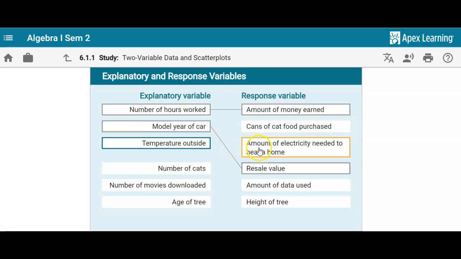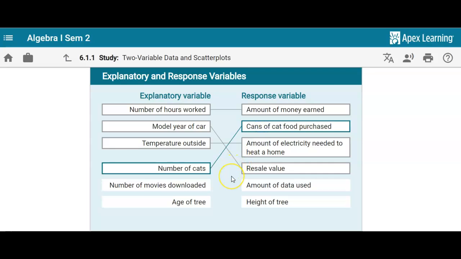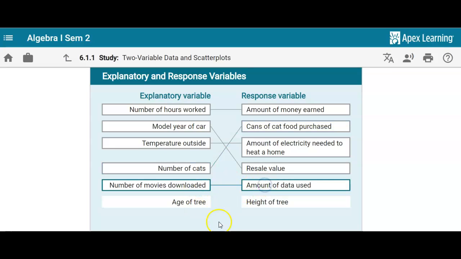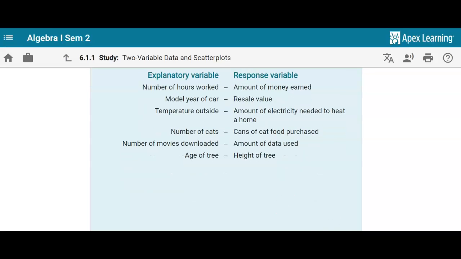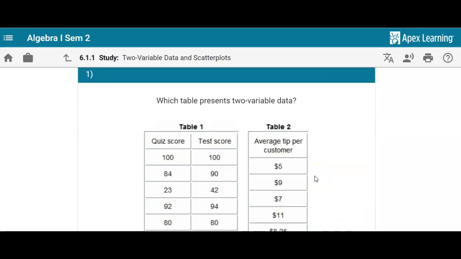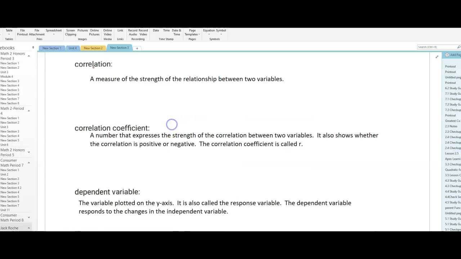Temperature outside goes with the amount of electricity needed to heat the home. Number of cats, right, tells me how many cans of food you must purchase, right? So again, all these response variables rely on the explanatory variable. Number of movies downloaded goes to data used. The age of a tree determines the height of a tree. Okay. All right.